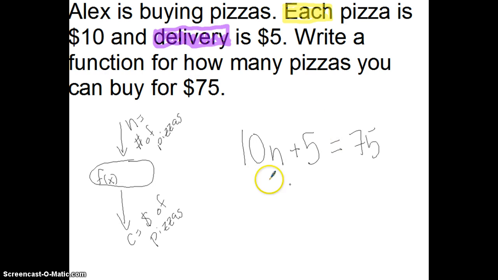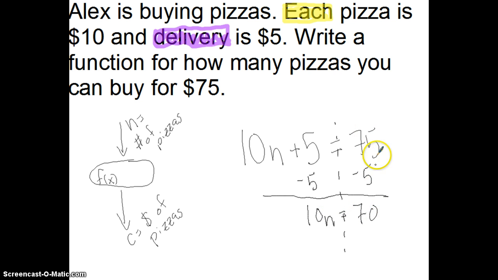All right, so let's use algebra to prove that. The opposite of plus 5 is minus 5. So excluding the delivery cost, the amount of money that I have just to buy the pizzas is $70. Because I have to save $5 for the delivery cost, I only have $70 to buy the pizzas. And then the opposite of times 10 is divide by 10. And then 10 into 70 gives me 7 pizzas.